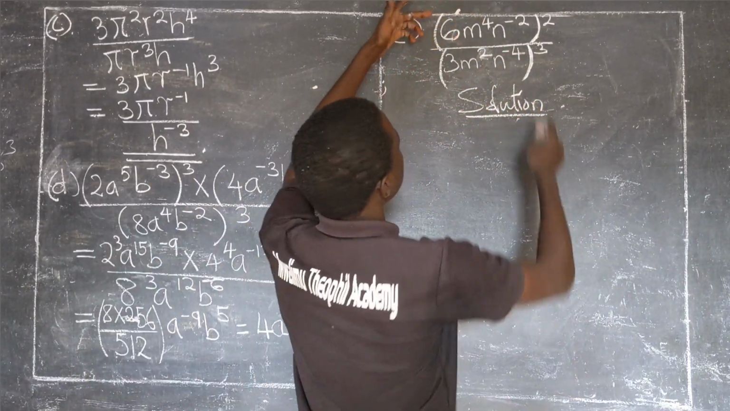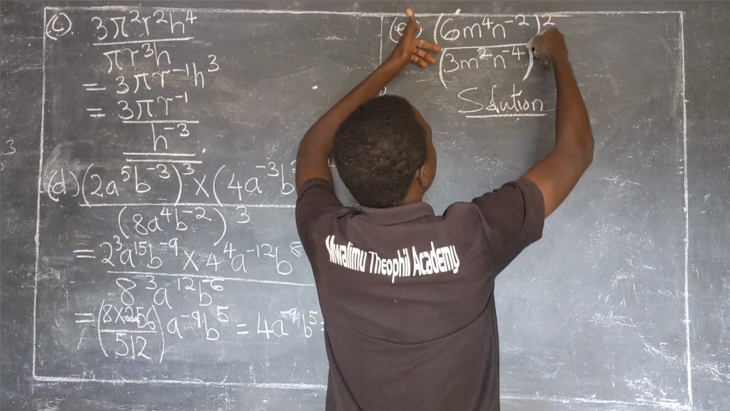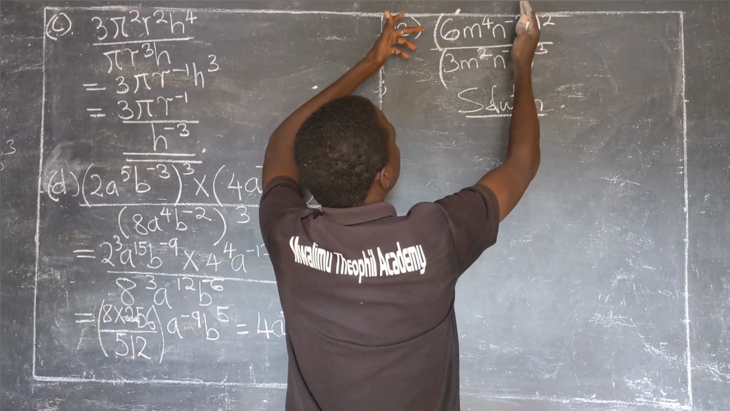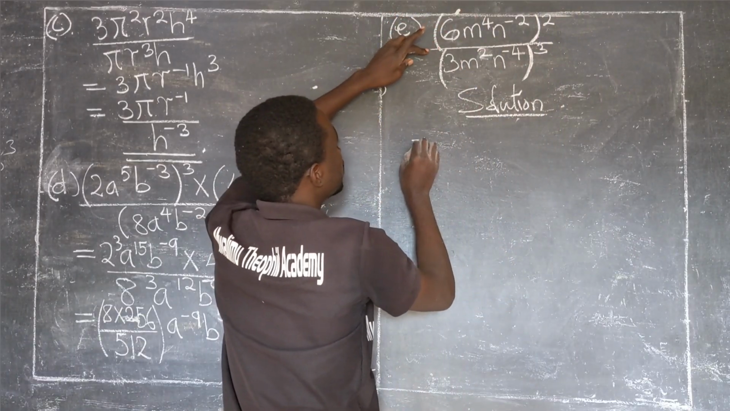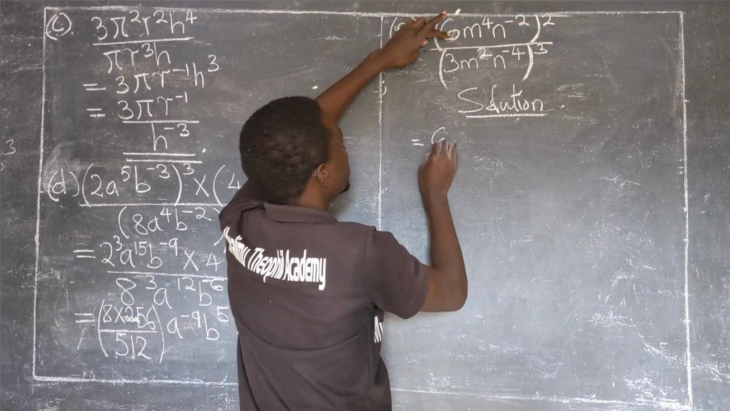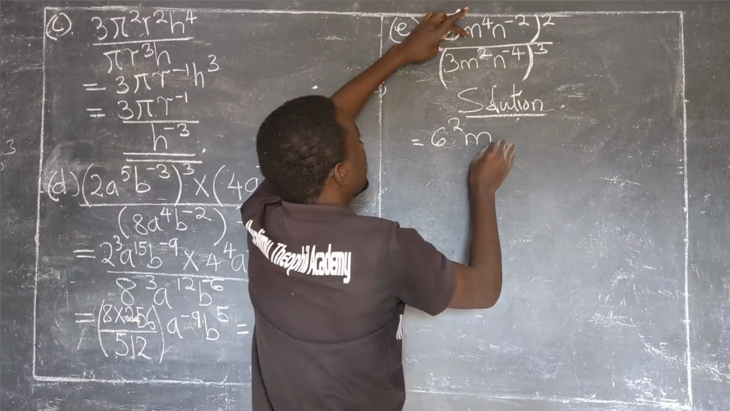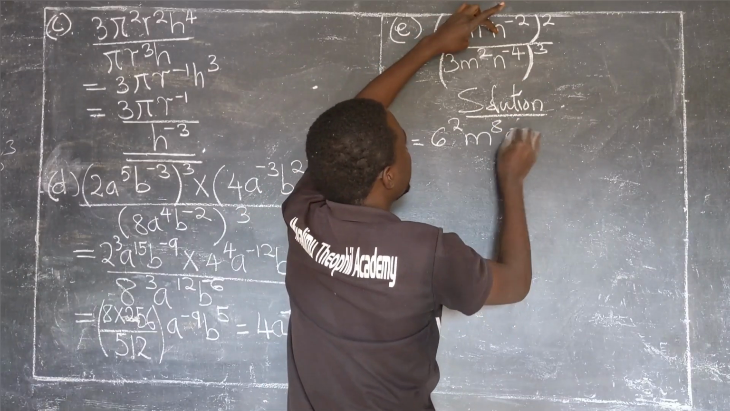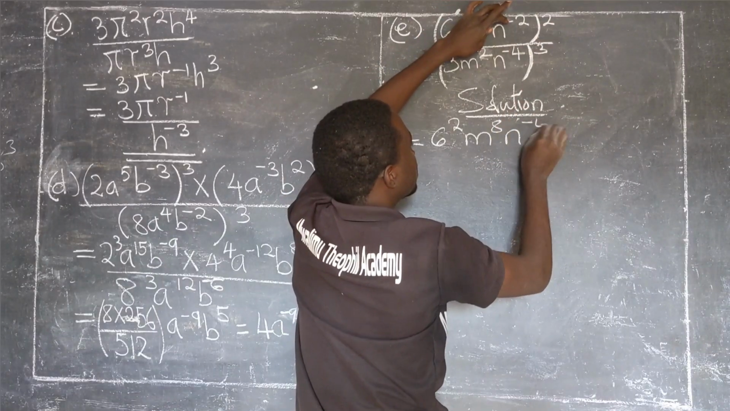So as we find in each numerator and denominator, we have the external exponents. Now these external exponents should be multiplied to each exponent inside. Now let us see. Here it will be equal to 6 raised to 2, this 2 here, times m raised to 4 times the 2, which is 8, times n raised to negative 2 times the 2, which is negative 4.